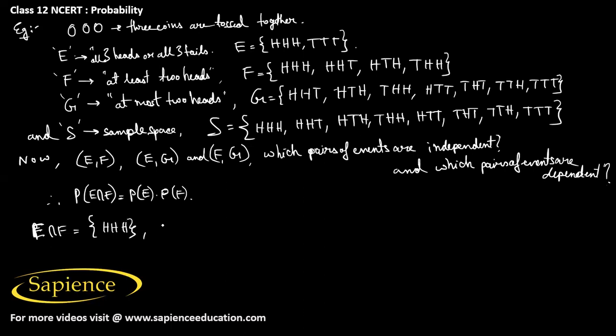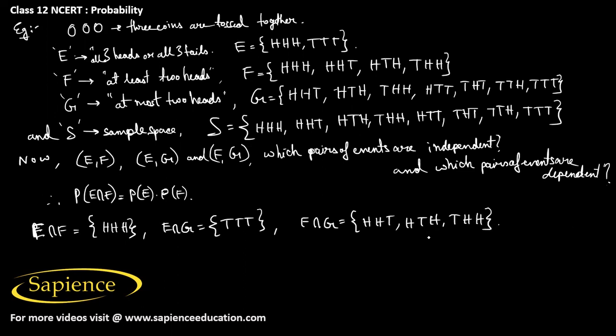And we need to also find the event E intersection G, which contains the outcomes which are common to the events E and G. So that will be only one, that is TTT. And we have to find the event F intersection G, which contains the outcomes which are common to the events F and G. It means it will contain HHT, HTH, and THH.